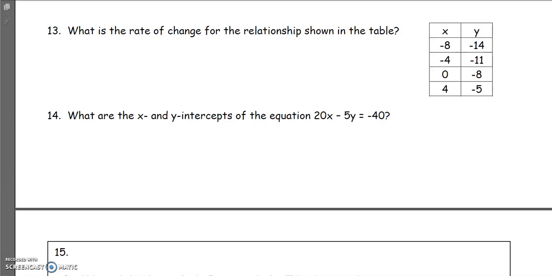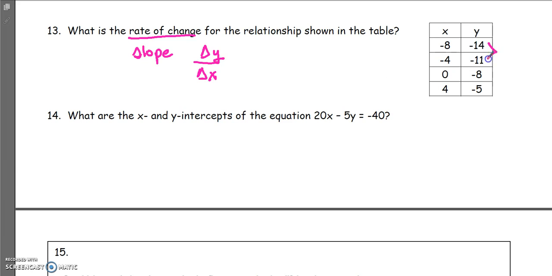Okay, number 13 says, what is the rate of change for the relationship shown in the table? So rate of change is just another way of writing slope. So remember, my slope is the change in y over the change in x.